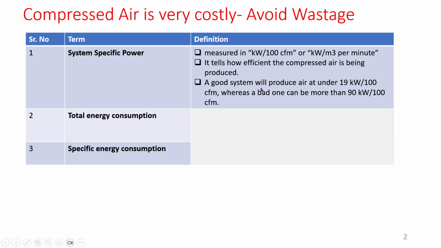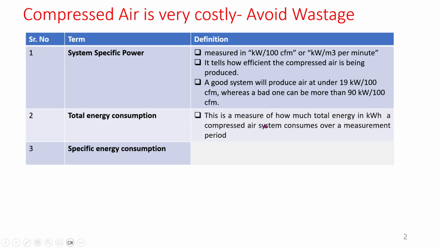And normally for a good system, producing 100 cfm at around 8 to 9 bar pressure takes about 19 kilowatts. If it is a bad system, it will take more than 90 kilowatts per 100 cfm of compressed air.